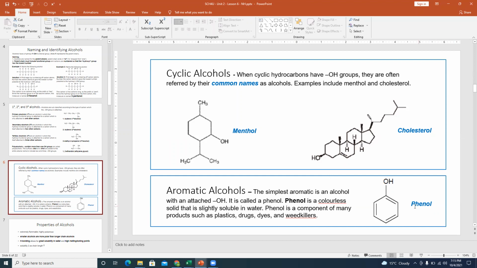And then you can have phenol, which is this aromatic ring with the hydroxy group on it. Again, the -ol ending is the ending for any compound that is an alcohol, that has an OH group on it. So menthol, cholesterol, phenol, pentanol, all of these are alcohols. They have a hydroxy group.